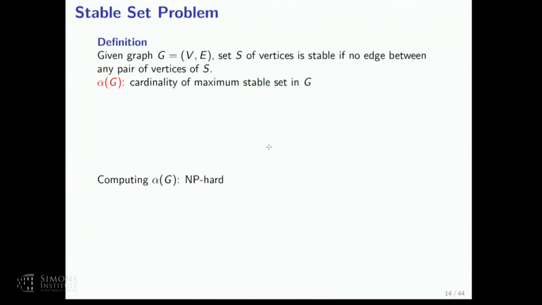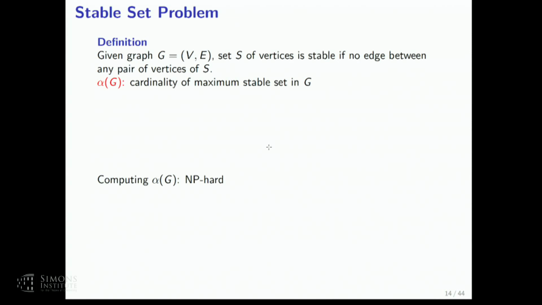Now let me switch gears a bit and go back to the discrete, and remember what I told you. Here is a prototypical discrete optimization problem. You are given a graph, and a set of vertices is stable or independent if between any pair of them there is no edge. The basic question is, what's the largest size of such a stable set? That's denoted by alpha of G.